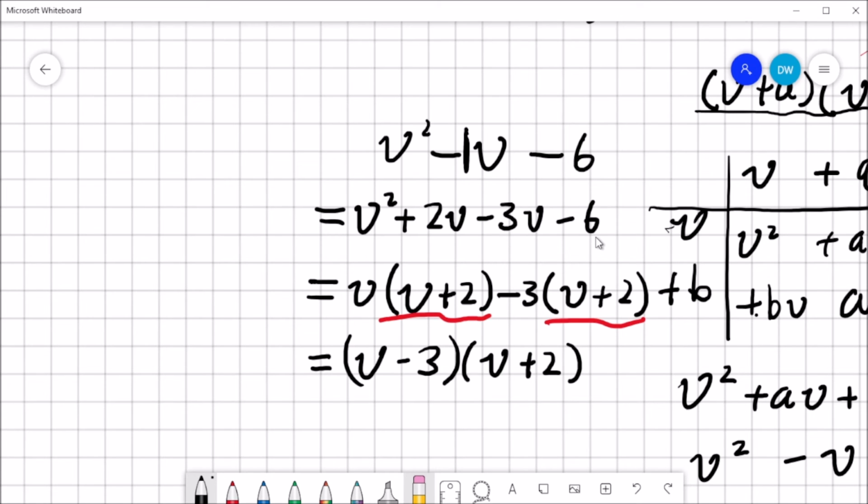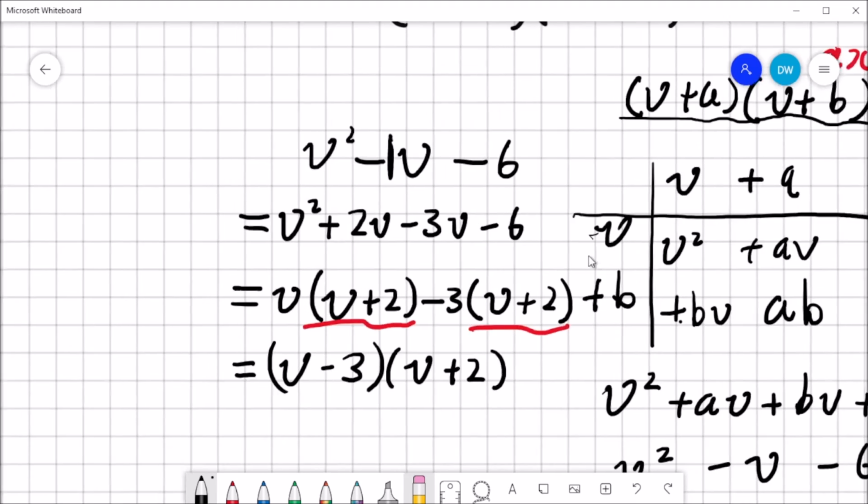Yep. So have you noticed the pattern now? The pattern is, if we can separate the middle term, where the coefficient of the variable, so here is v, if we separate the middle term, then they have to add up to this number and they have to multiply to this number. Okay, so let's try with the next example.